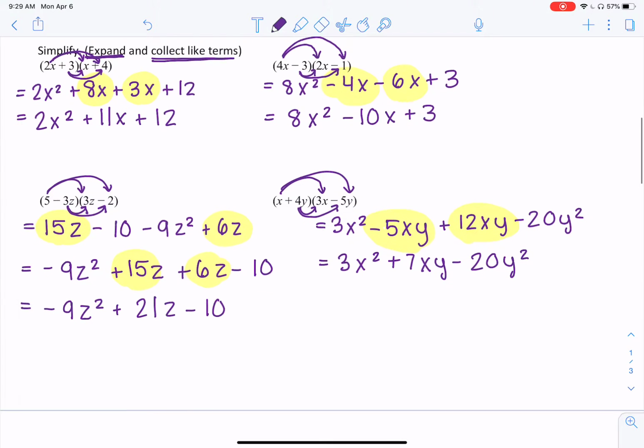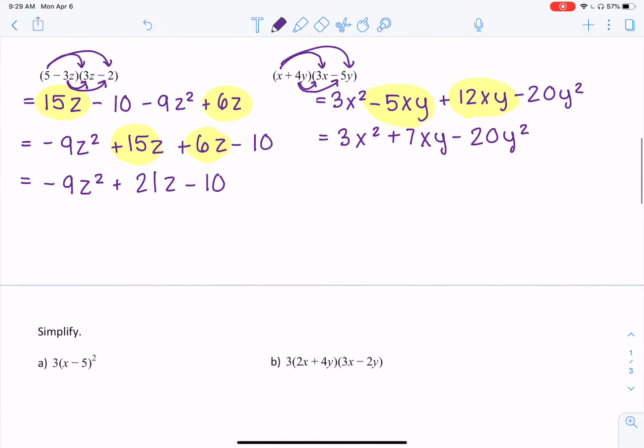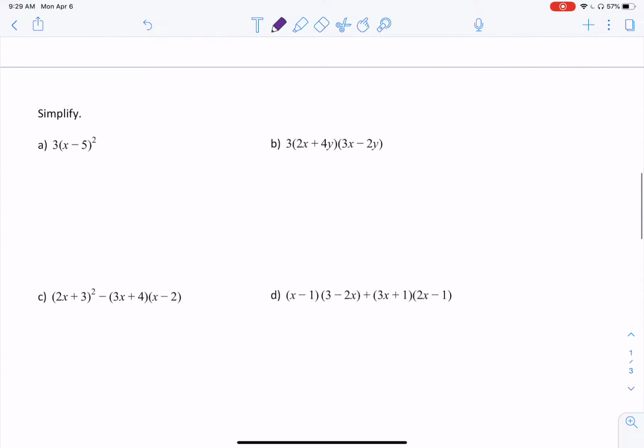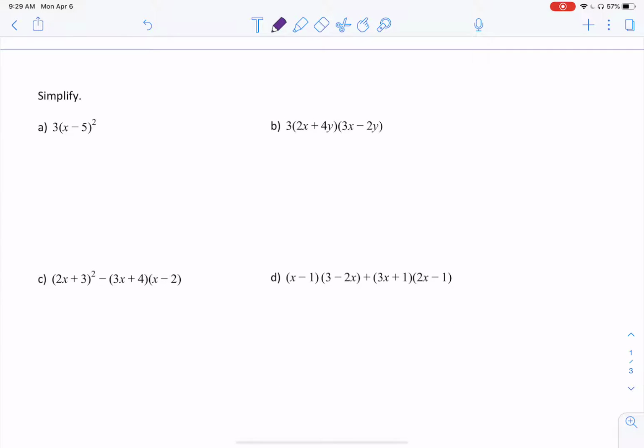Okay, so let's try a few more examples. They're going to get a little bit trickier. So this one here, we have 3 multiplied by x minus 5 all squared. So as a reminder, when we square something, we're just multiplying it by itself. So we have x minus 5, and that is just multiplied by itself. So we always work with the brackets first. So we're going to do the exact same steps, and we'll just leave this 3 hanging out for a while.